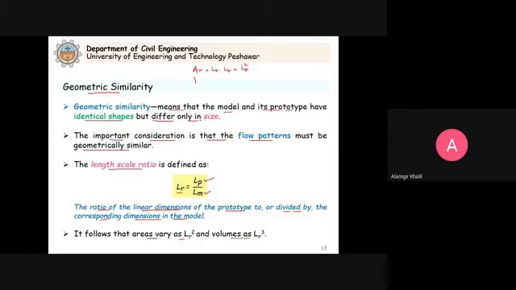Now for volume, let's say this is volume to differentiate between the two. In that case, this will be equal to LR into LR into LR, three dimensions, because when we take volume, that's why this can be written as LR cube.